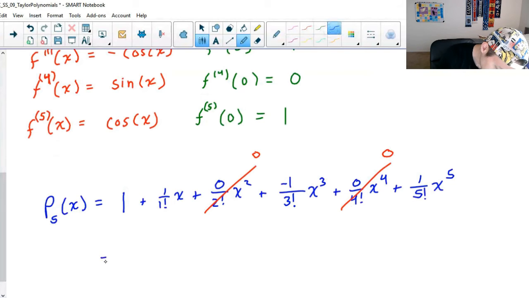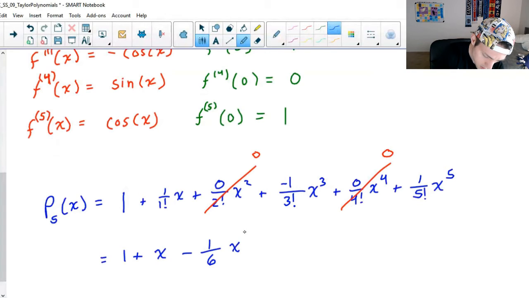So actually, my polynomial is 1 plus 1 divided by 1 is 1, so just 1 plus x, plus negative 1 over 3 factorial. 3 factorial is 6. x cubed. Plus 1 over 5 factorial x to the 5th. 5 factorial, what is it? 120?